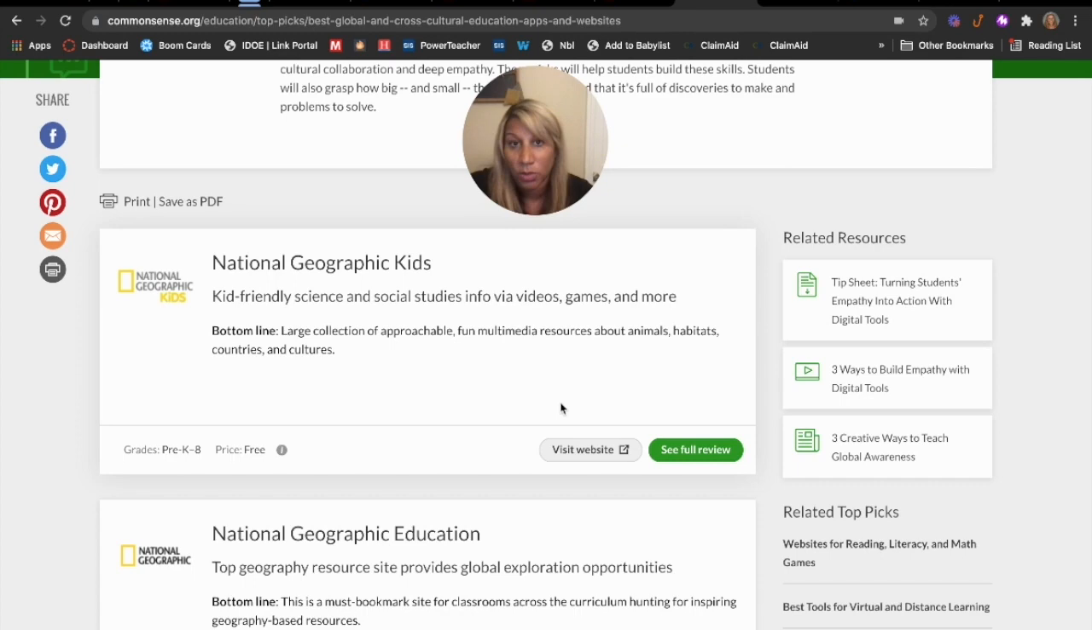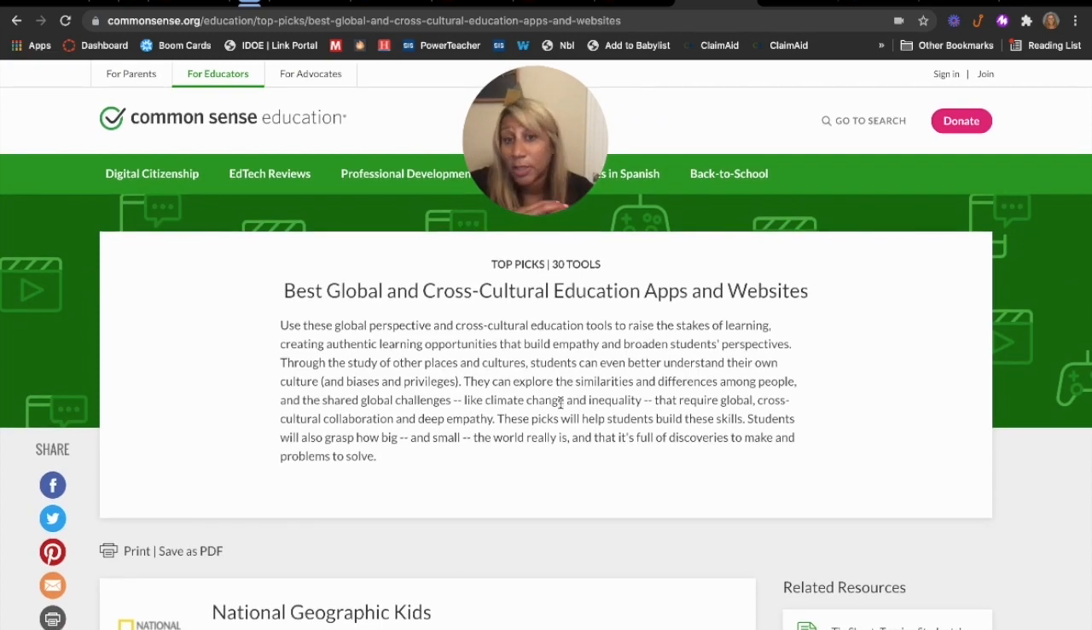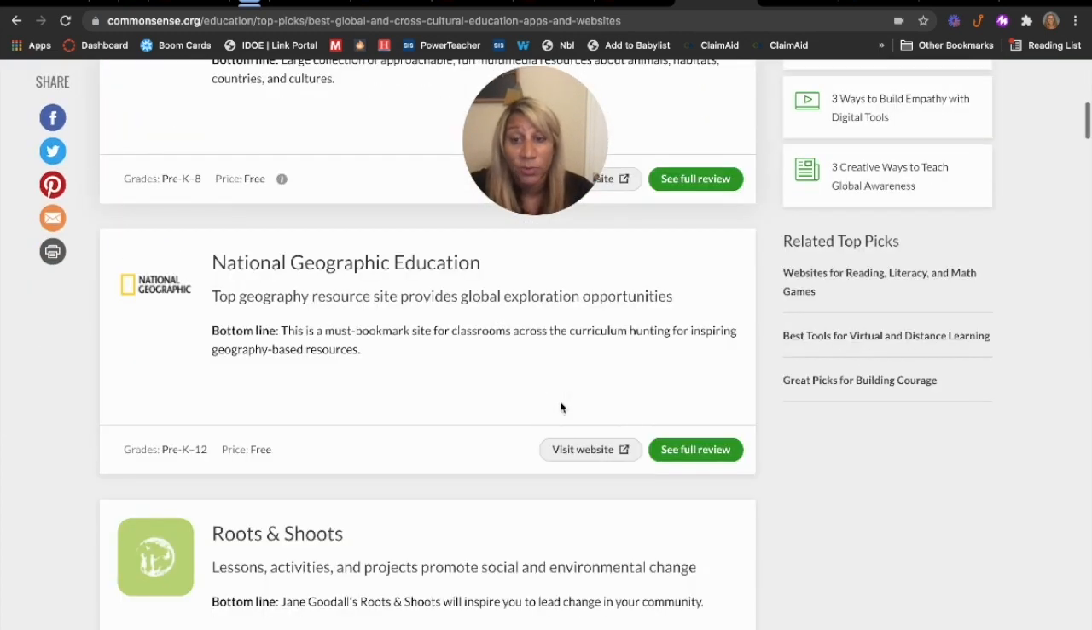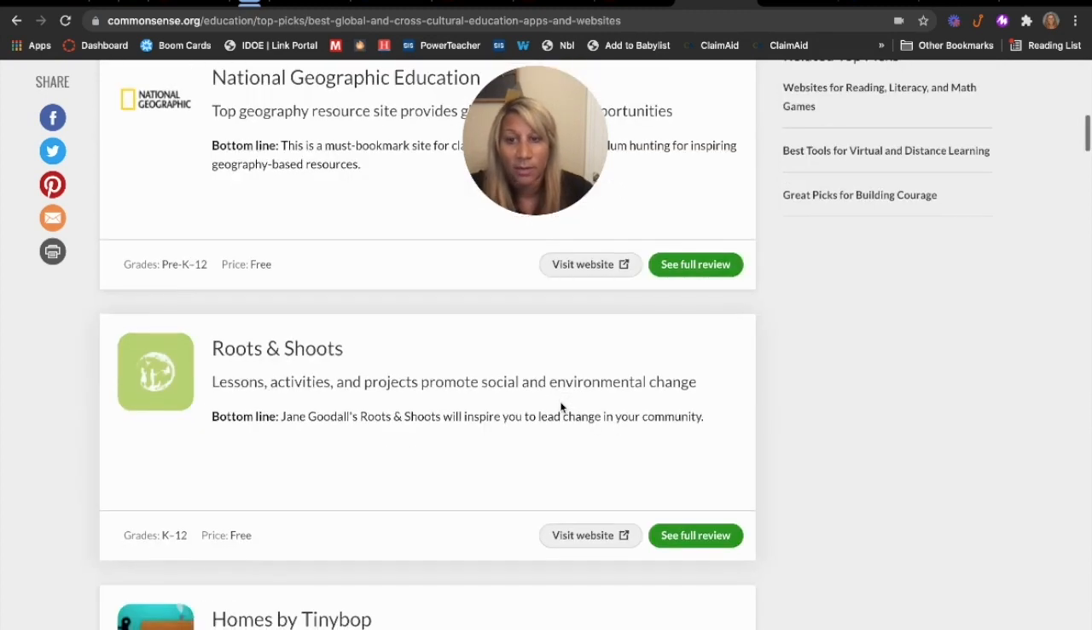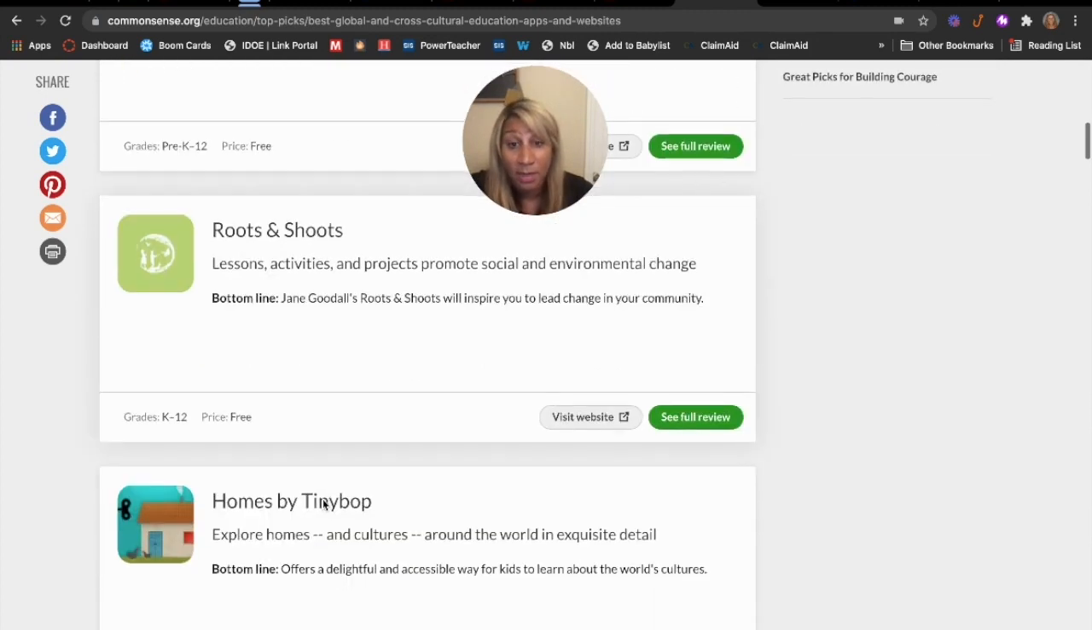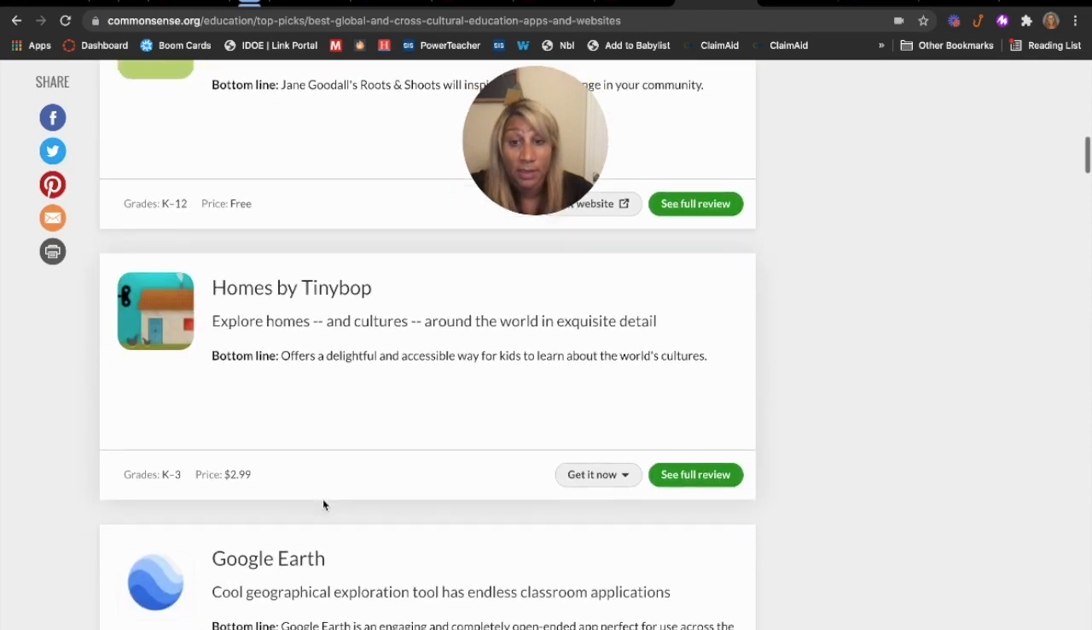So this is a great tool, again, if you're looking for something or I need an idea to help support global connections, look at these resources. So ones that we already know about, but it might be that reminder that we need. Different apps that might come up and different websites.